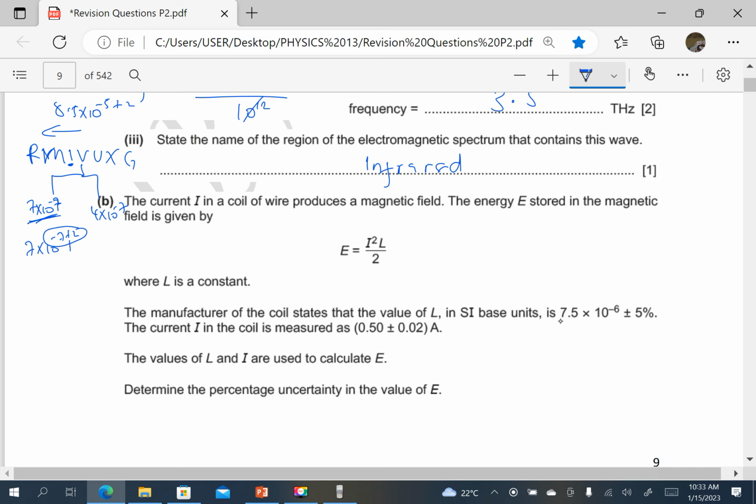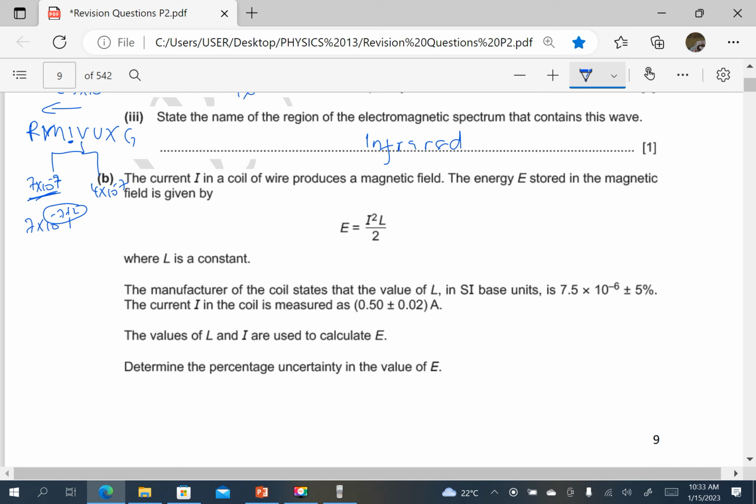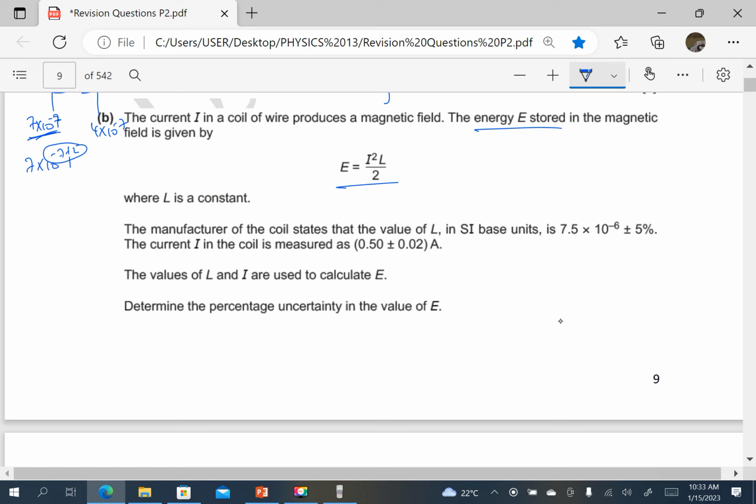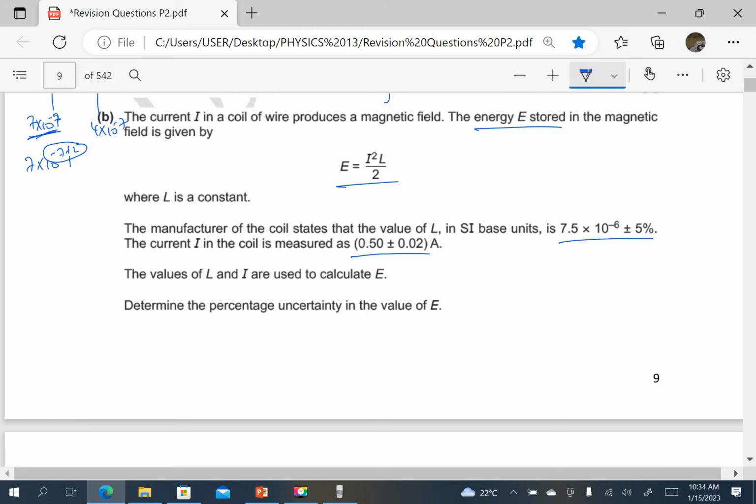The current I in a coil of wire produces a magnetic field. The energy E stored in the magnetic field is given by that expression, where L is a constant. The manufacturer of the coil states that the value of L in SI base units is that value there. The current I in the coil is measured as 0.5 plus or minus 0.02. The values of L and I are used to calculate E. Determine the percentage uncertainty in the value of E.